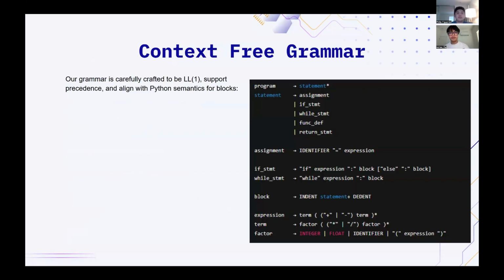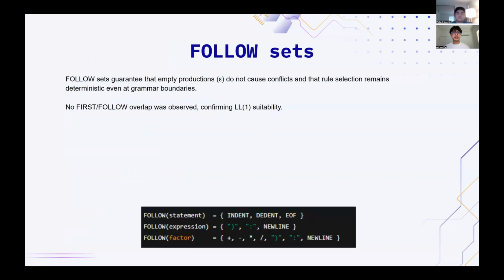Moving into context-free grammar, our grammar is carefully crafted to be LL1, which supports precedence and aligns with Python semantics for blocks. Follow sets guarantee that empty productions do not cause conflicts and that rule selection remains deterministic even at grammar boundaries. No first-follow overlap was observed, confirming their suitability for LL1.